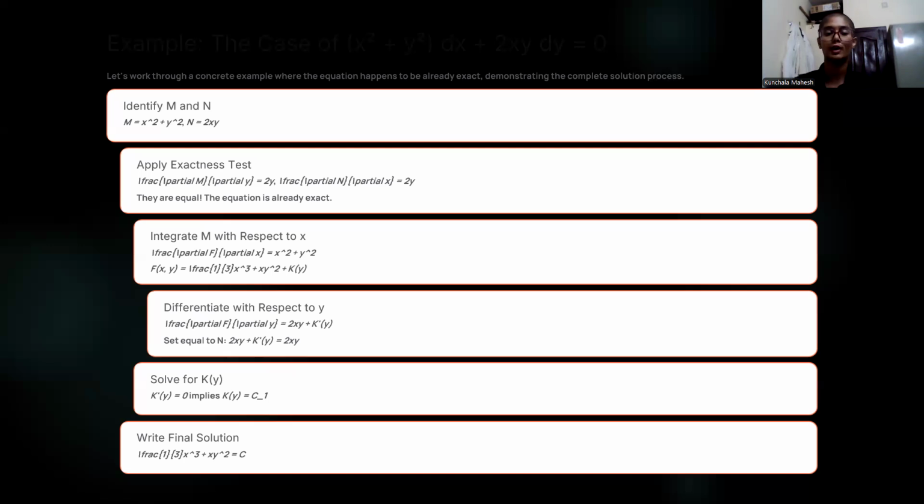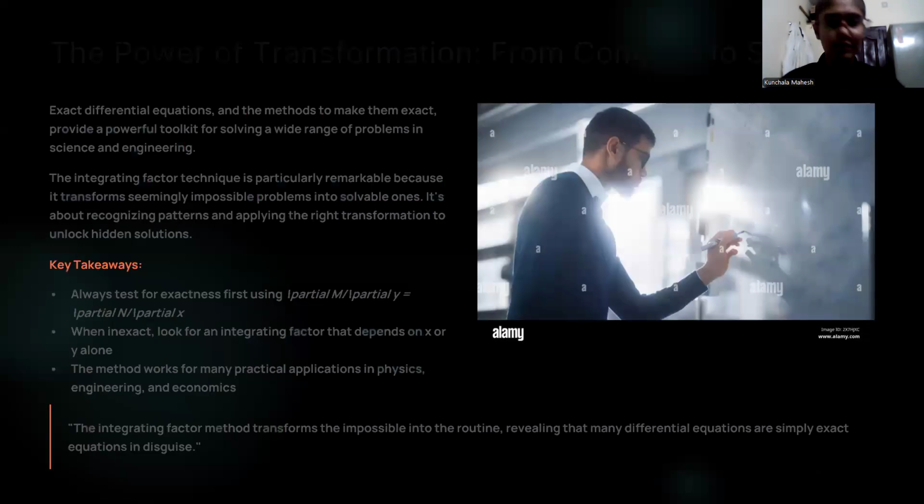And you have to solve for k of y, which gives k prime of y equal to 0, which implies k of y is equal to c1. So now you write the final solution: one-third x cubed plus x y squared is equal to c. Now the equation is solved.